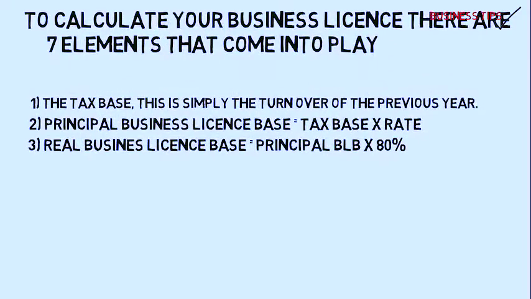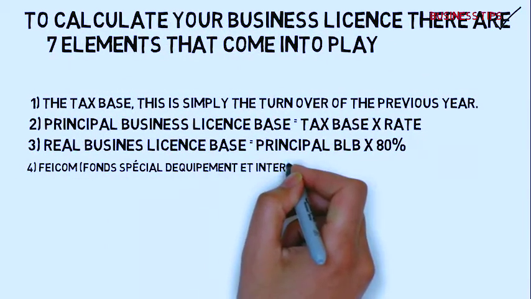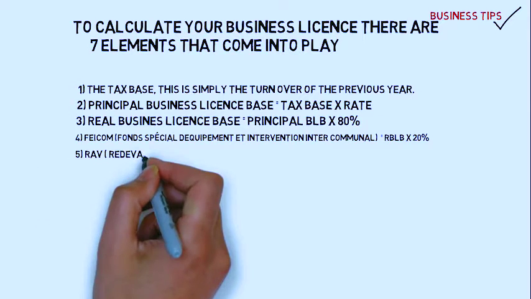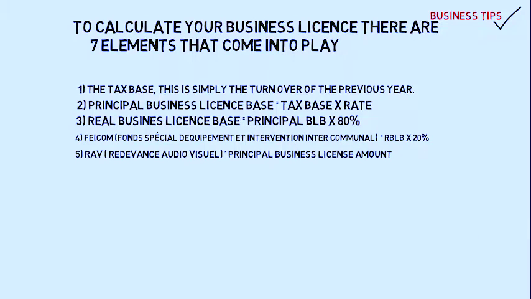The fourth element is FEICOM. In French it is Fonds Spécial d'équipement et d'intervention intercommunal, which is 20% of your real business license base. The fifth element is RAF, or in French, redevance audiovisuelle. This element is just equal to your principal business license taxable base. So it's the same thing, or multiplied by 1.